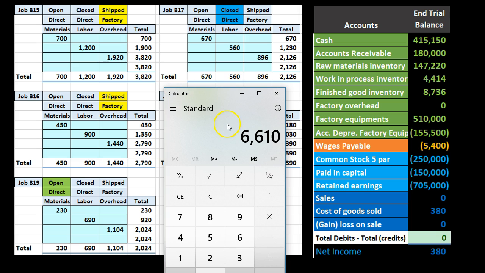That journal entry is going to be for these two jobs, 3,820 plus the 2,790, or 6,610, that we're going to reduce finished goods by, leaving just the one finished goods job, 2,126, and moving this 6,610 to an income statement account, a temporary account, cost of goods sold, one that will close out to retained earnings at the end of the time period.